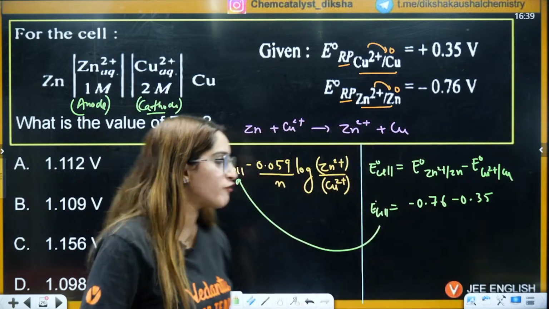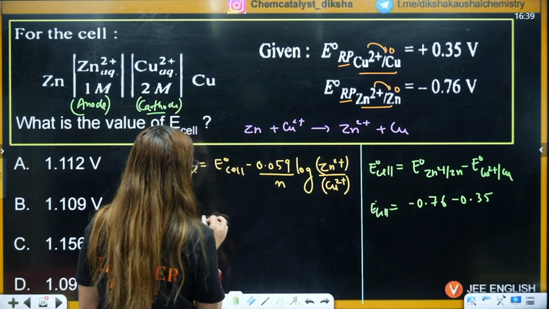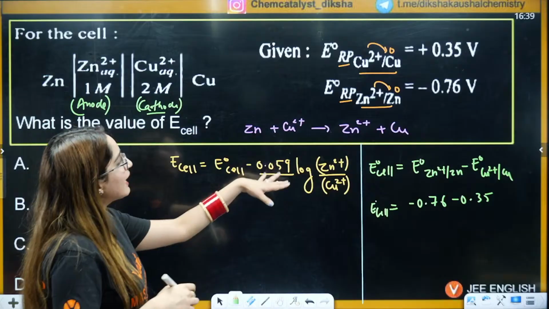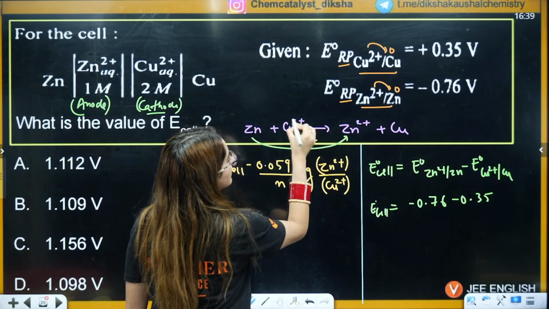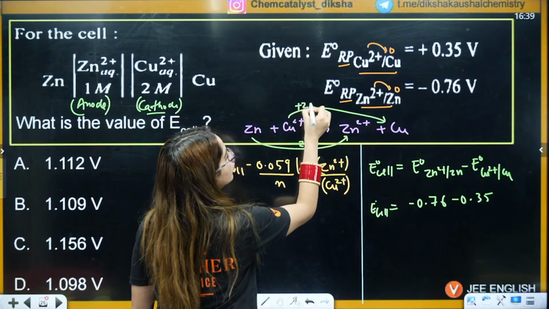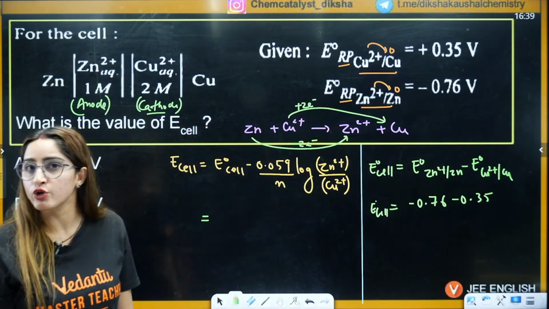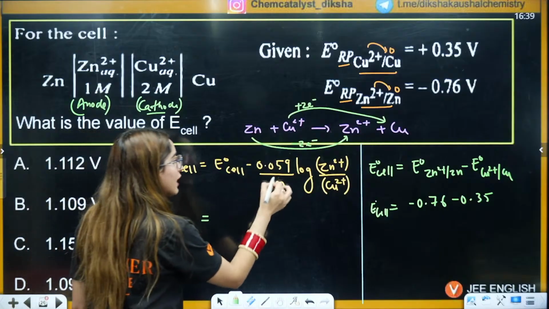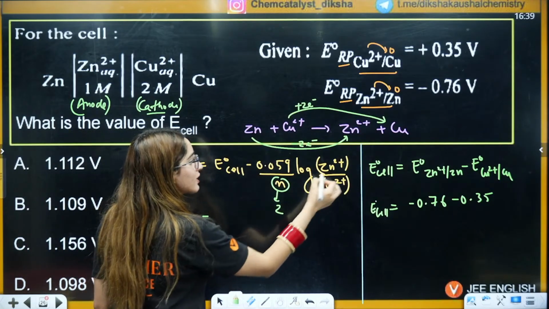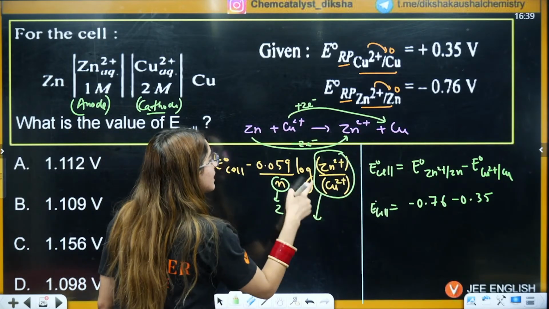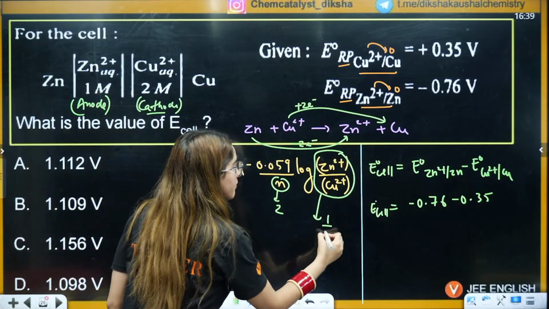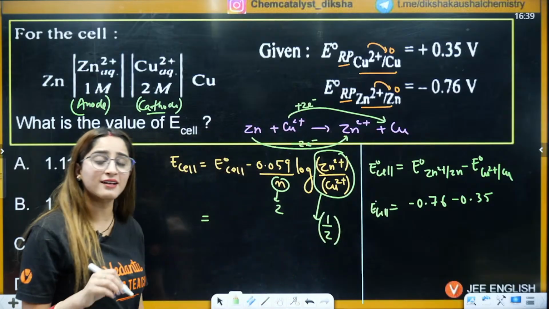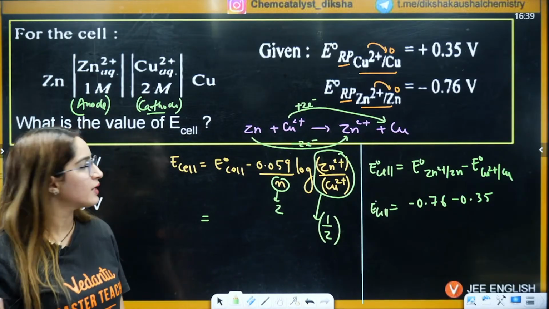What is the value of n here? Anybody? What is the value of n factor? How many electrons is it losing? 2. Here how many electrons is it gaining? 2. So that means n factor is going to be 2 here, right? So you'll put the value of n as 2. What is this Zn by Cu? Zn is given to be 1, Cu is given to be 2. So it will be 1 by 2, that is 2 raised to power minus 1, right?